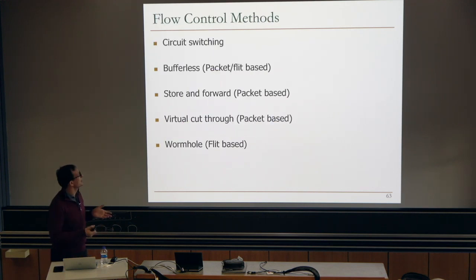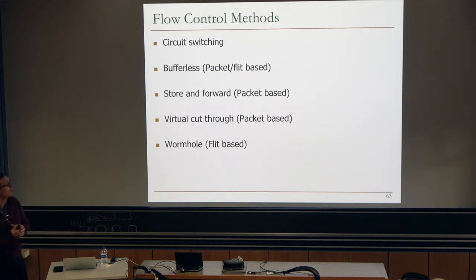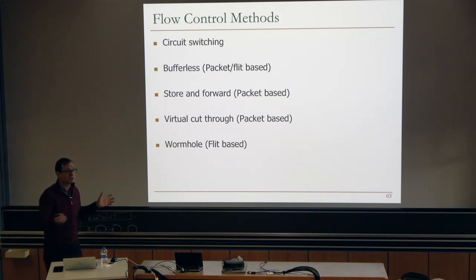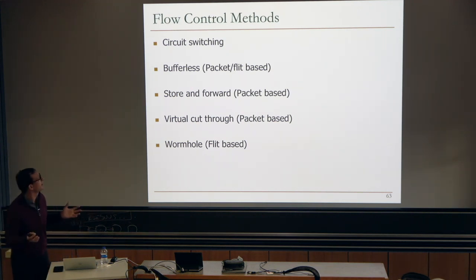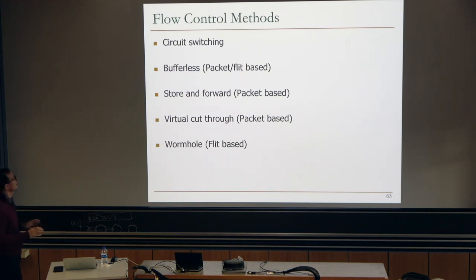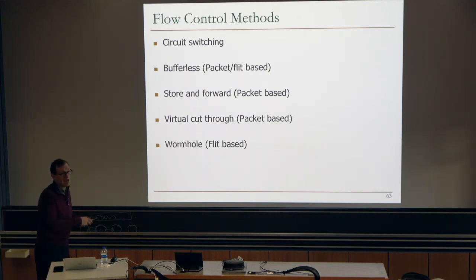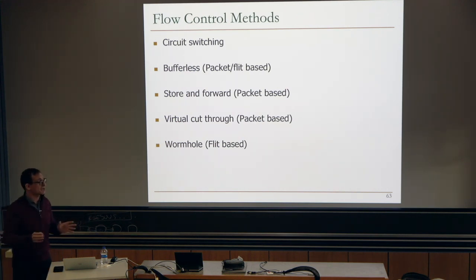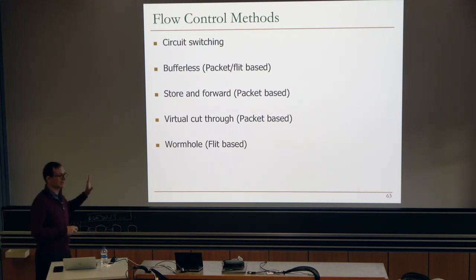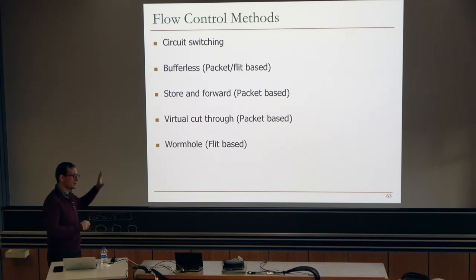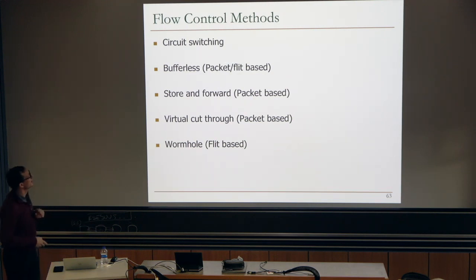So, this brings us to flow control methods. Basically, what do you do with the packets? You have a packet, and you need to route it to its destination. What are the flow control methods that you can use? We've seen circuit switching clearly, and I'm not going to cover circuit switching more, but then you can do packet switching. But then how do you do the packet switching? Actually, circuit switching can use bufferless also. There's some terminology issue here. So bufferless can be both circuit switched and packet and flit based, but packet switch methods are over here.